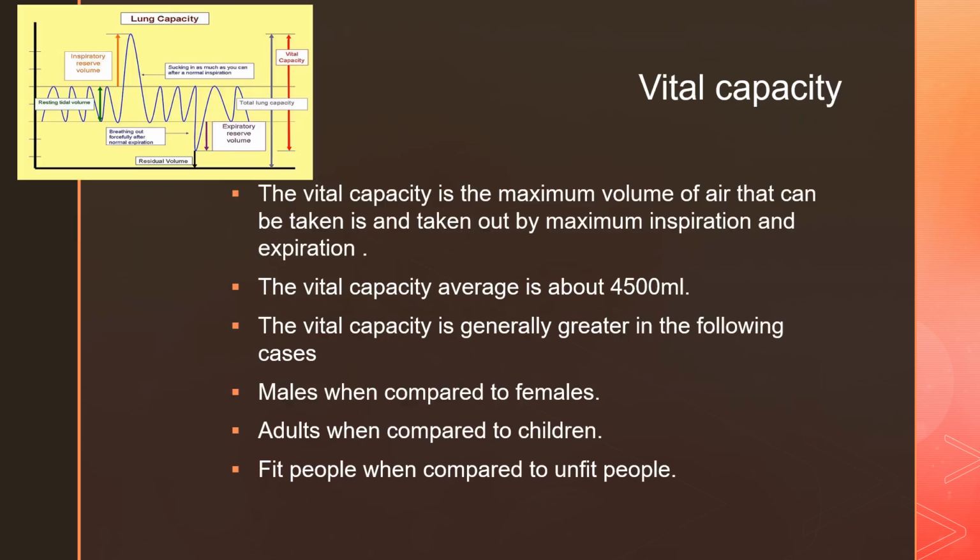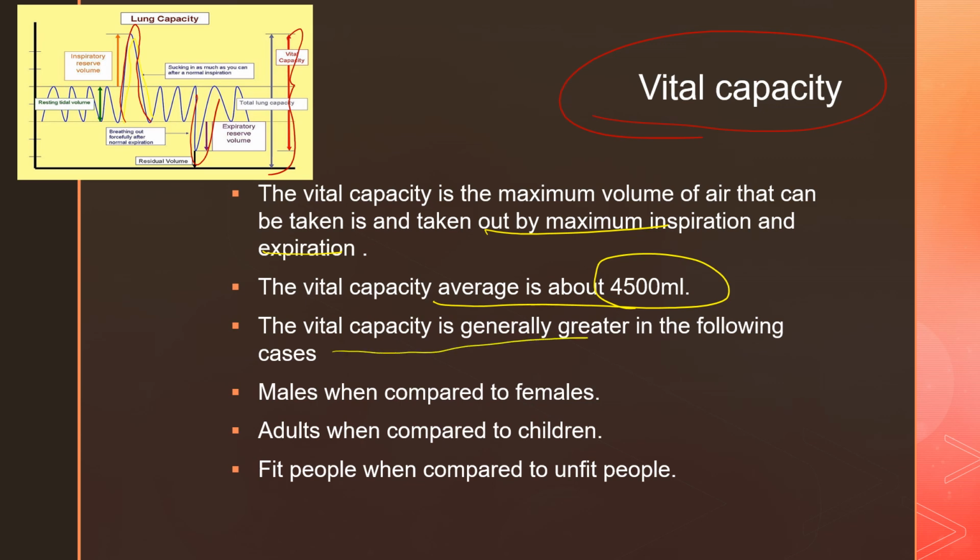So what is vital capacity? Vital capacity is the maximum volume of air that can be taken in and taken out by maximum inspiration and expiration. You can see that here it's maximum inspiration, it's taken in, and then maximum expiration. So this total will be vital capacity. It is the maximum volume of air that can be taken in and taken out by maximum inspiration and expiration. Vital capacity on average is 4500 ml. So the amount of air which is inhaled and exhaled in maximum amount is about 4500 ml.